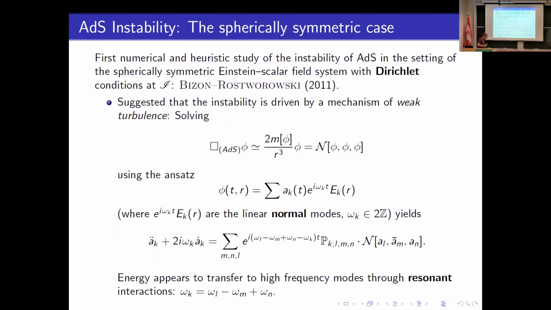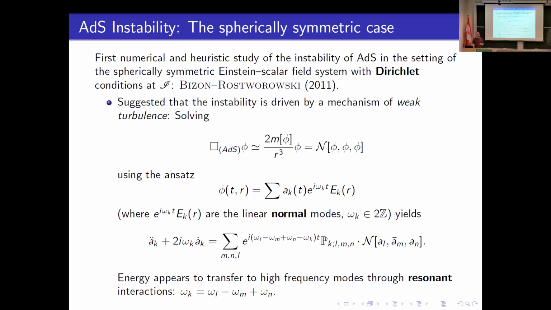Anyway, the instability of AdS conjecture was first studied numerically and heuristically in spherical symmetry for this system. And the first work that addressed this conjecture was by Bizoń and Rostworowski back in 2011. So Bizoń and Rostworowski, first of all, studied the evolution of small initial data numerically, and they saw that indeed there exists small initial data that, after a long time, leads all the way to black hole formation. But they also had a heuristic argument of why the instability occurs. What is the mechanism driving the instability?